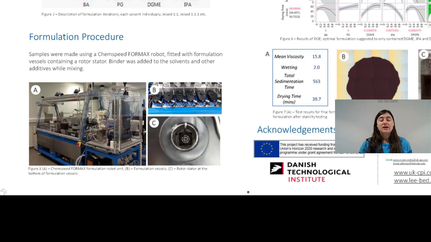Following on from that, we carried out the experimentation using a ChemSpeed Formax high throughput robot, by dispensing components and mixing using high shear mixing. The advantage of using high throughput robotics is that you get reliable dispensers each time. You can make a large number of formulations in an automated manner without taking up technician or scientist time. So these components were dispensed, mixed using high shear, and the resulting inks were characterized.